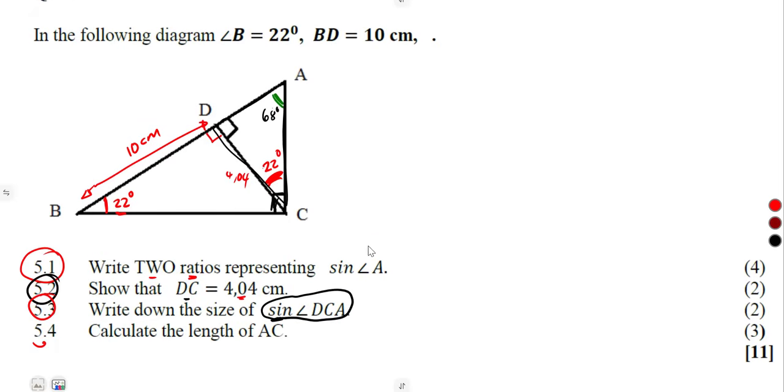5.4. We are now asked to calculate the length of AC. All right, this is AC here. So to calculate the length of AC, guys, I want you to use that right angle triangle that we just used now, ACD. In that right angle triangle ACD, you can use any of these two angles. Remember, you calculated CD, you know the length of DC. So you can use any of these angles, either 22 degrees or 68. Any one of these, you must obtain the same answer.